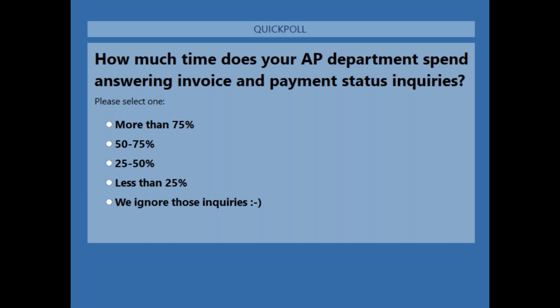Okay, so it looks like it's actually even between 50 to 75%, 25 to 50%, and less than 25%. All of those are at 29%. And then about 14% of you answered with more than 75%. All right, so then let's get started on how you can streamline the AP Help Desk. I'm going to close the poll.